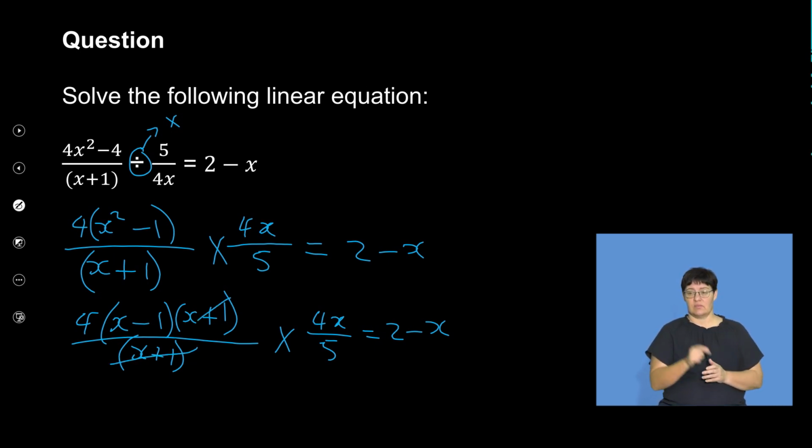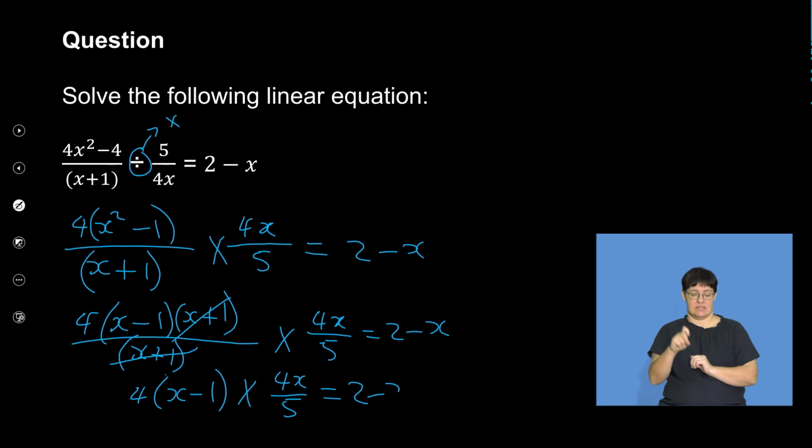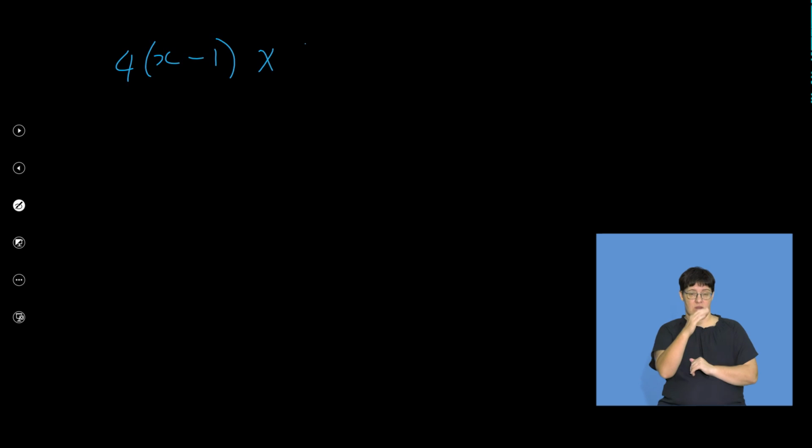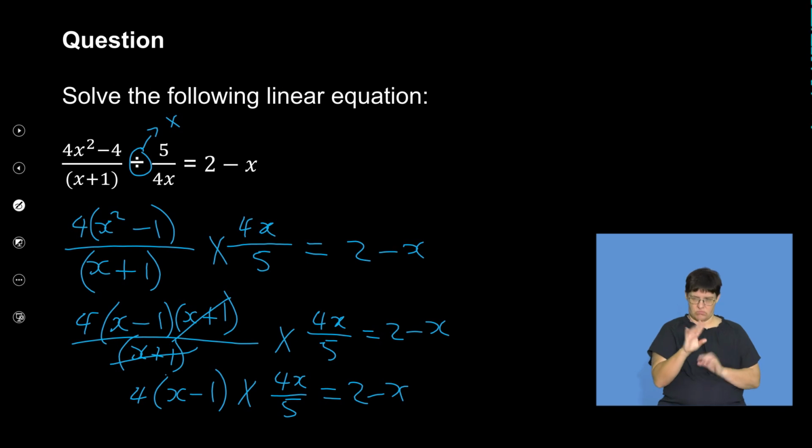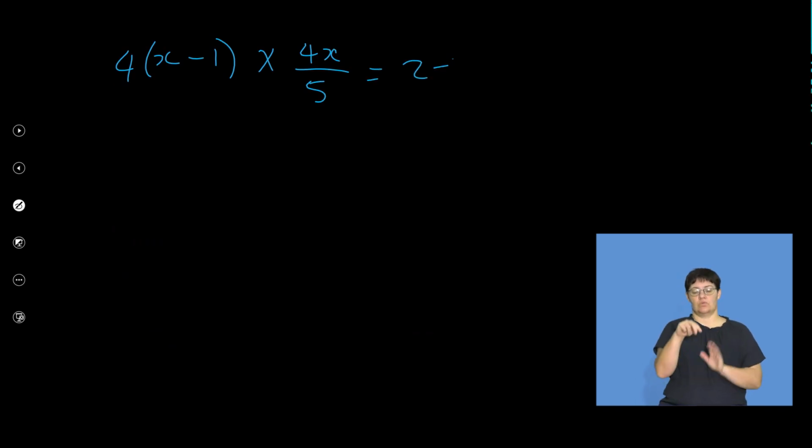So this and that I will need to divide because they are the same, so they will cancel out. And then I will be left with just the 4 into x minus 1 multiplied by 4x over 5 equals 2 minus x, right? Let me rewrite it here so that I have enough space. So I said it's 4 into x minus 1 multiplied by 4x over 5. Let me verify. Yes, which equals 2 minus x.